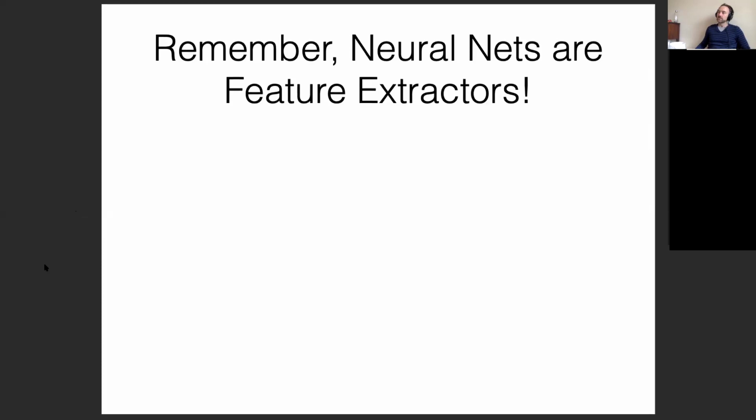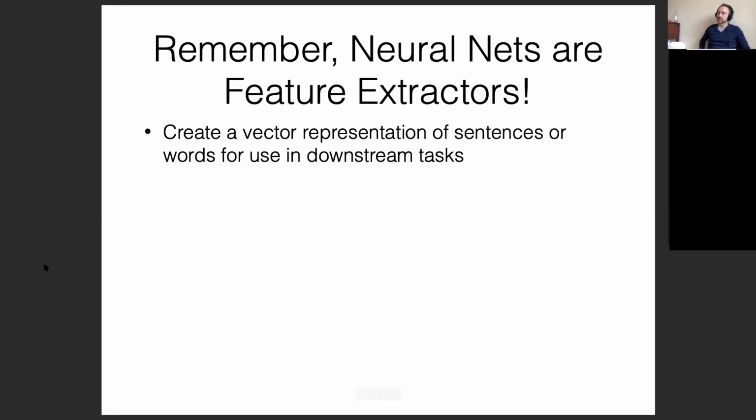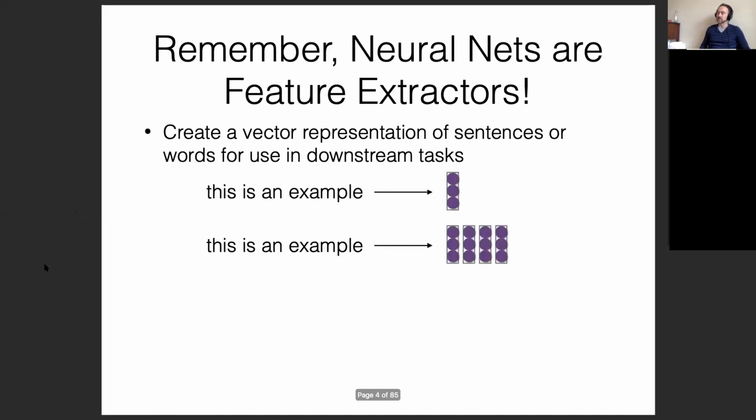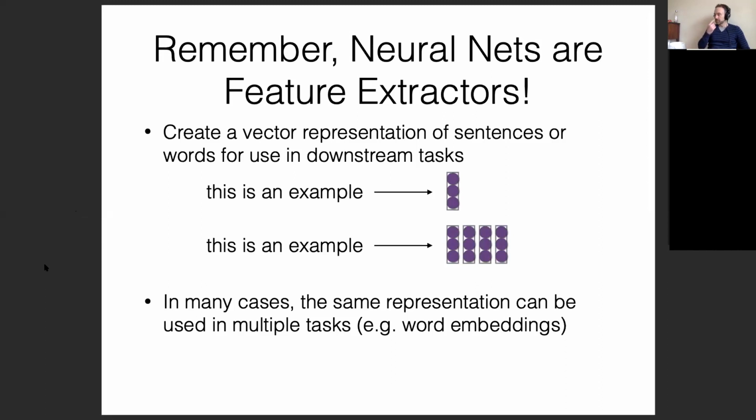So neural nets are feature extractors, and they create a vector representation of sentences or words for use in downstream tasks, as we've talked about a lot so far. And in many cases, the same representations can be used in multiple tasks. And we've thought of many different disparate examples with respect to this.